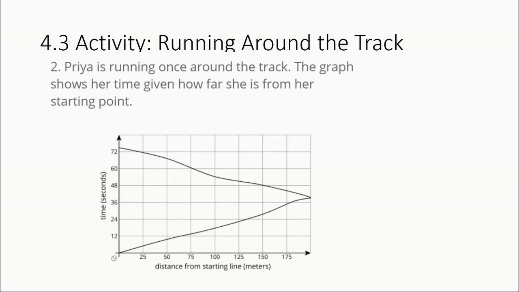All right, so Priya is running once around the track. The graph shows her time given how far she is from her starting point. Okay, so as you can see, this is that funny looking graph again that you had earlier, right? Yes, it's back to see you again.